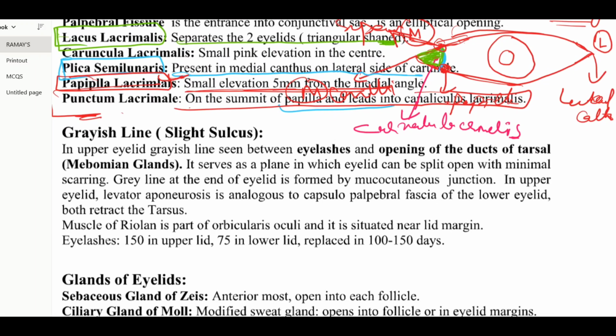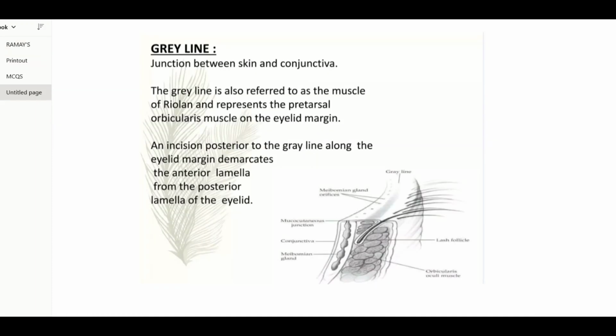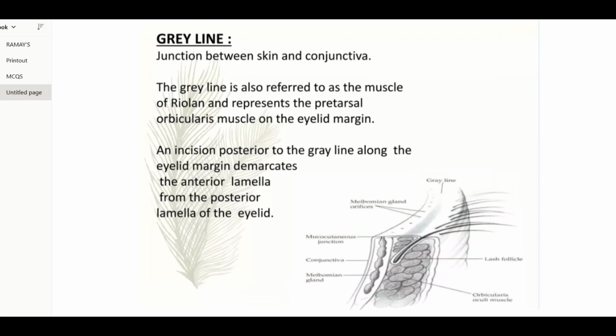The next important structure is the gray line, also known as the sulcus of Sattler. So what is the gray line? The gray line is the junction between the skin and the conjunctiva. It divides the eyelid into two parts, the anterior and the posterior parts. Okay.